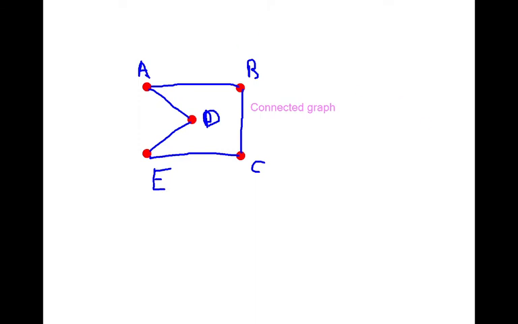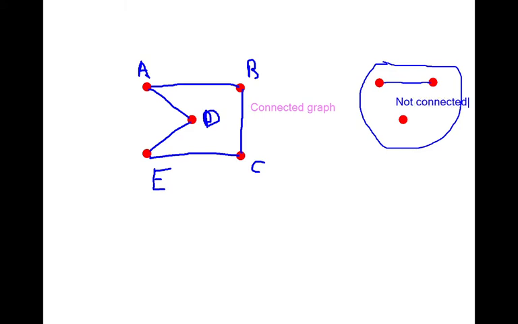Now maybe I can draw another graph as an example of an unconnected graph. For example, this is a node, this is a node, and this is a node, and I draw edges between them. That's all. So this is not a connected graph because from this node you can go here, from here you can go back here, but you cannot reach this particular node. So this graph is not connected.